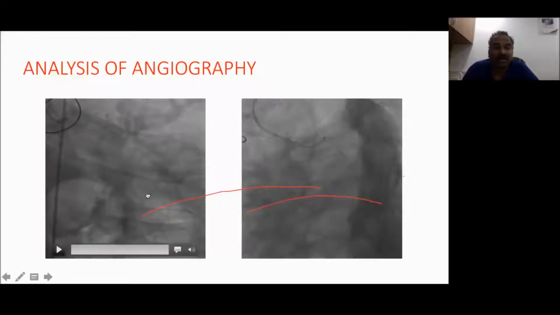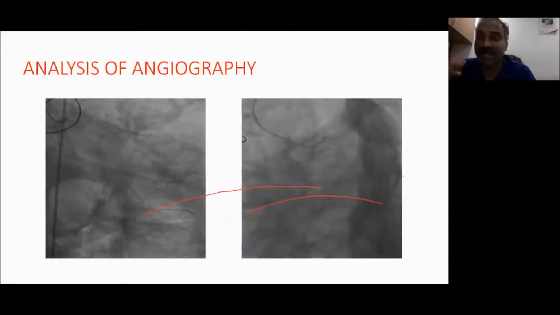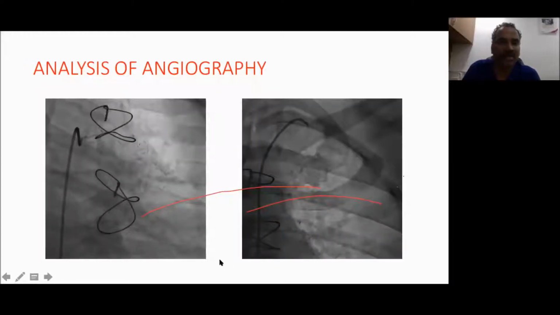And there is no graft to the OM. I went into a confusion while doing angiography because it was mentioned there is a graft to the OM, but I'm not able to see any competitive flow to the OM, and I'm not able to see any graft, despite almost half an hour of scrutiny inside the aorta. So then I analyzed the angiogram again. Then I could make out this competitive flow in the diagonal.